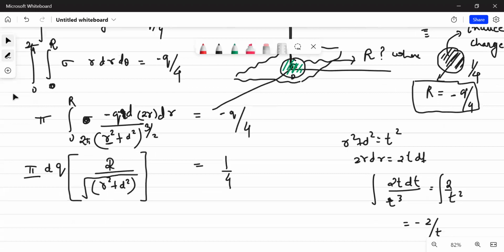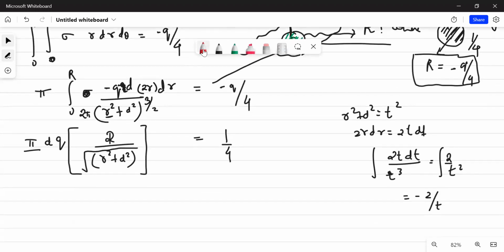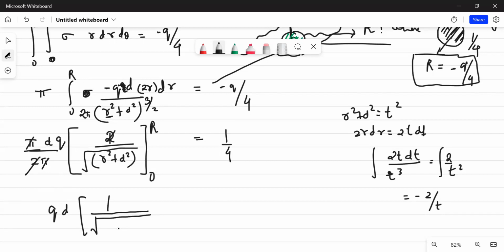Okay. So eventually, what I'm left with is this 2 pi would come out in division. 2 gets cancelled. And the limits of integration would be from 0 to capital R. So eventually, this pi would get cancelled. So you have this QD, and this is 1 upon root over r square plus d square minus 1 upon d, which is equal to 1 by 4.